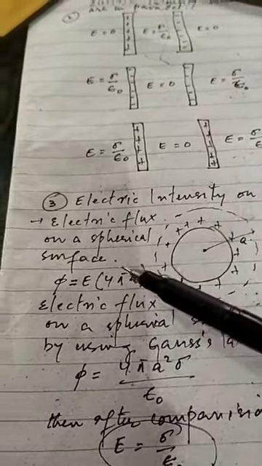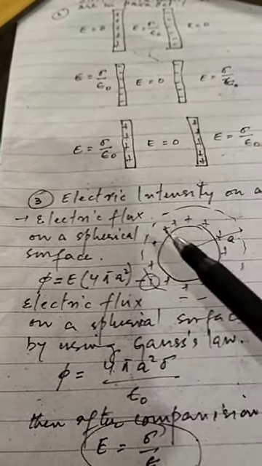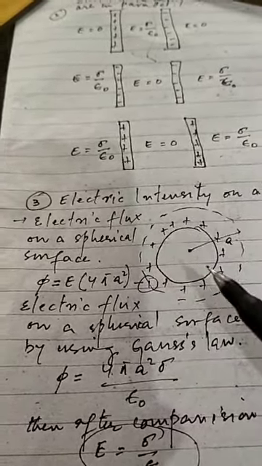In the first step, you will calculate the total electric flux on the spherical surface on which you have placed positive charges uniformly. The electric flux phi becomes E into 4 pi a square, where a is the radius of the spherical body, and 4 pi a square is the spherical surface area.